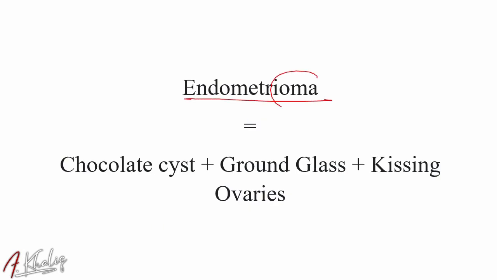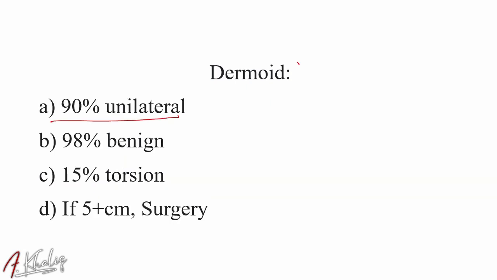Endometrioma: oma means mass. Endometrioma means glands and tissue of endometrium outside the endometrium, and in this case they are inside the ovaries, and you're going to see the chocolate cyst, ground glass appearance, and kissing ovaries. 90% of the dermoids are unilateral, 98% are benign, 15% are associated with torsion. If the size is more than 5 centimeters, you're going for the surgery.